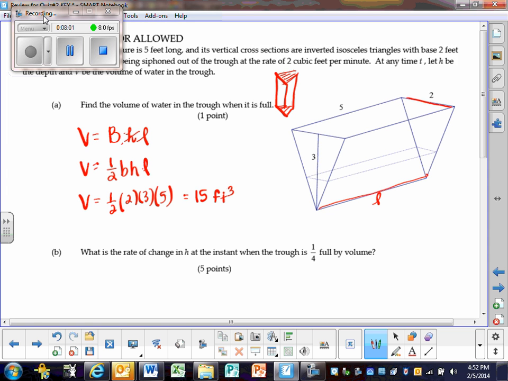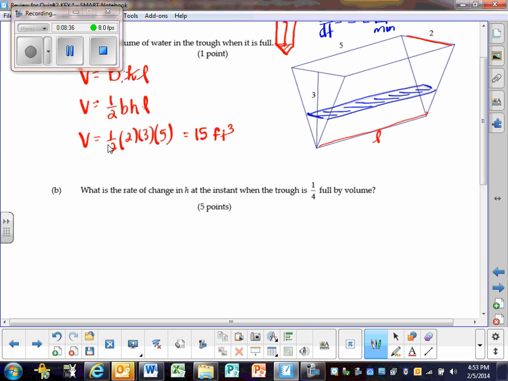Now, the next part asks us for the rate of change in H at the instant when the trough is a quarter full by volume. So on here, we have water in the trough, but only a quarter full. That means a quarter, not height, but a quarter full by volume. In the paragraph, it tells us that the volume is being siphoned out at a rate of 2 cubic feet per minute. So it's actually telling us the change in volume over time is negative 2 cubic feet per minute.